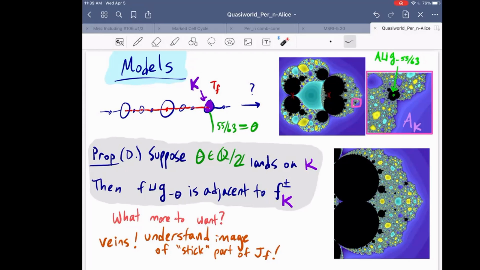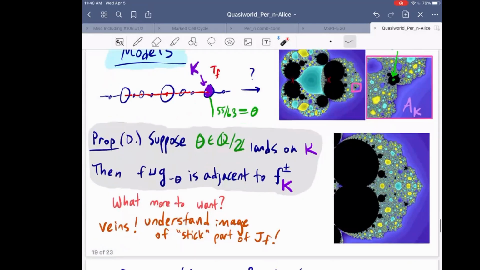But then the question that you might ask is what's more to want, and that's the question of veins, is that you really want to understand what the stick part of the Julia set does and how that winds around and combines with the veins in the Mandelbrot set.